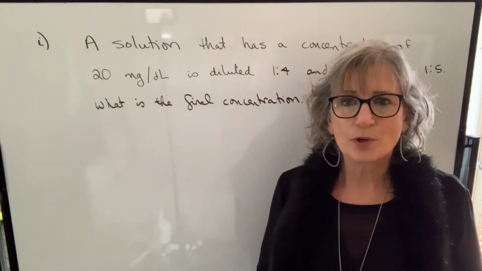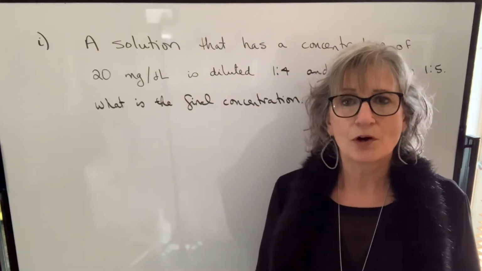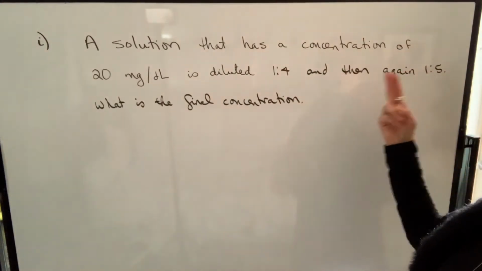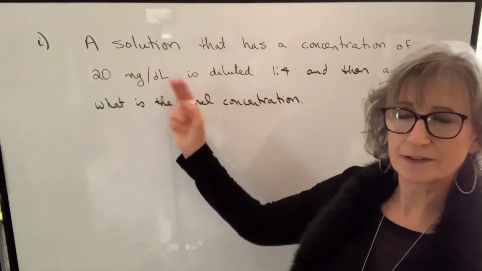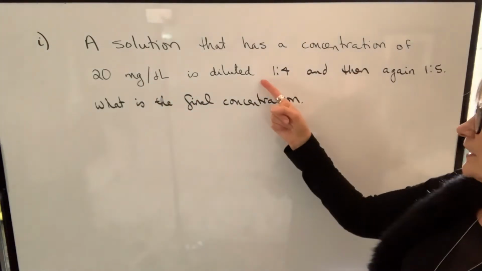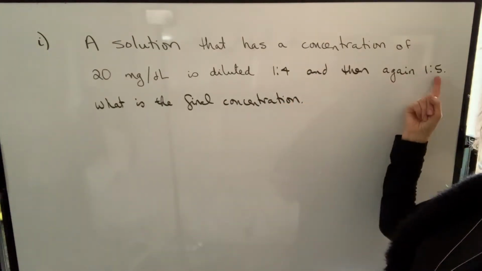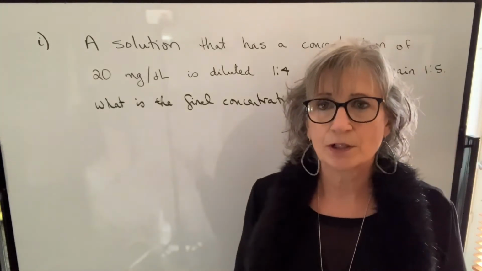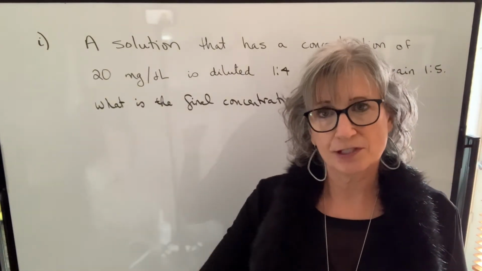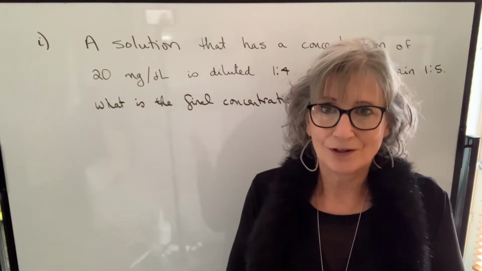In my first example, we have a solution where we know what the concentration is. The concentration is 20 milligrams per deciliter. And we dilute it 1 to 4, and then we dilute it again 1 to 5. So there's 2 ways we can approach this. We can do each dilution separately, or we can do it all at once.